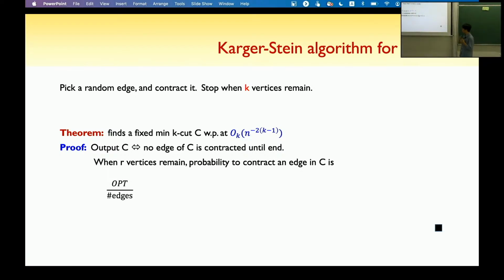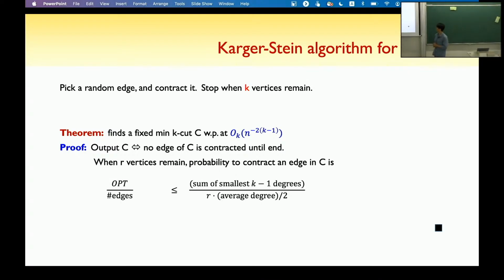One way to give an upper bound is just to present an arbitrary k-cut in the remaining graph. And the way I will do it is, again, as the assignment said, I'm going to take k minus 1 vertices of the smallest degrees, and then remove all the edges incident on them. So that's a feasible k-cut, so its value must be at least opt. And so one can say opt is at most the sum of the smallest k minus 1 degrees. And of course the number of edges is r times the average degree of the current graph divided by 2.